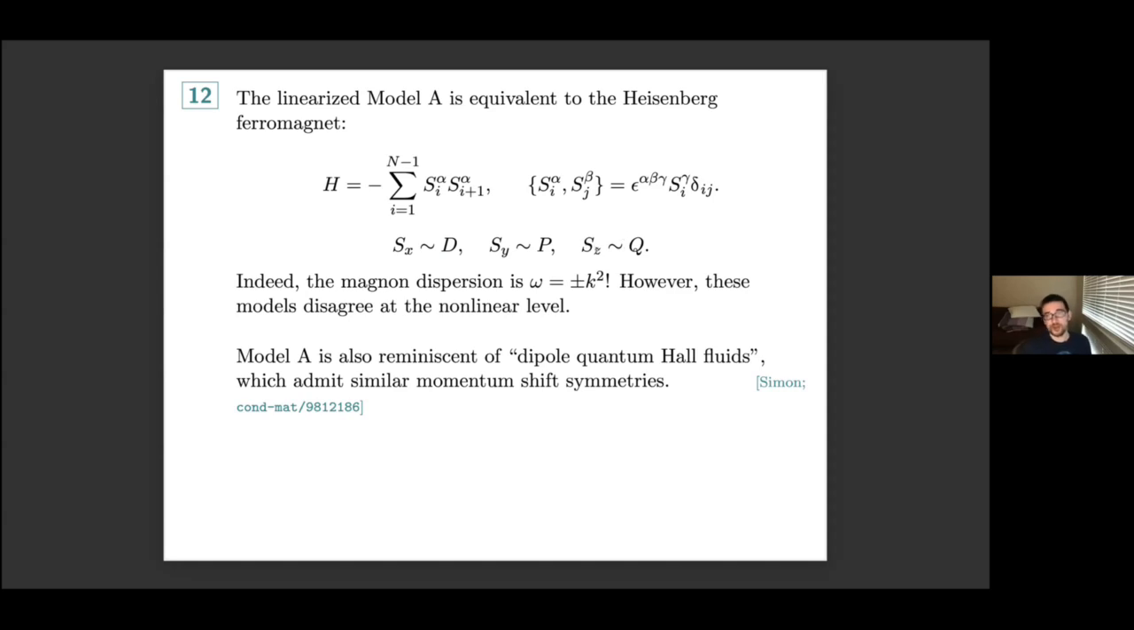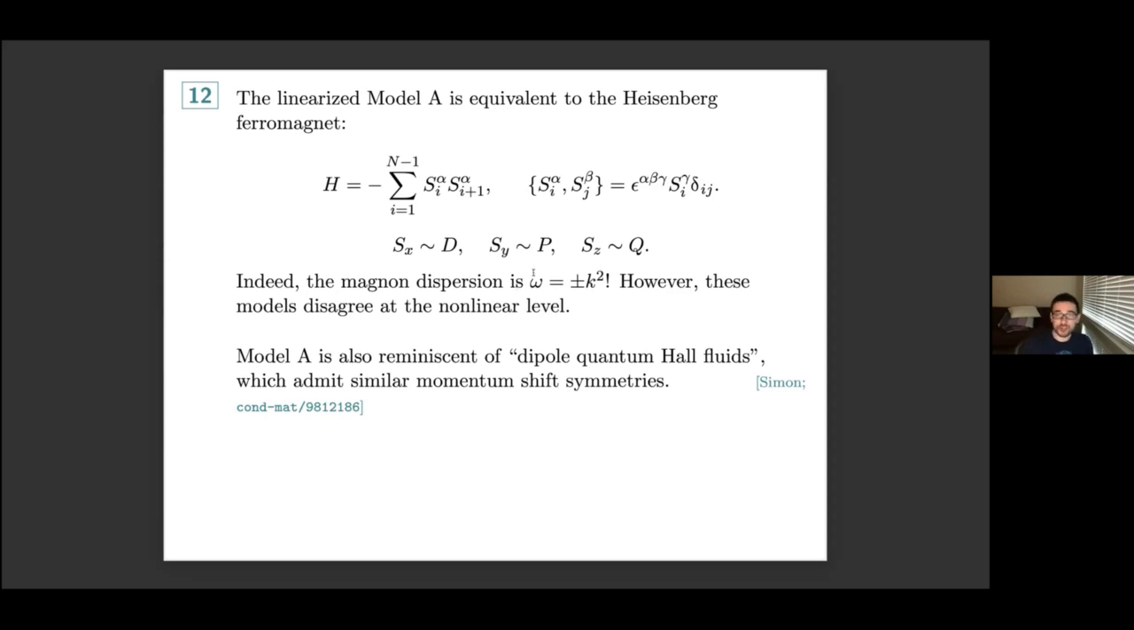Now, at the nonlinear level, these models have a different structure. So I would say the only thing thus far that we can understand is that a very sophisticated way of understanding the k-squared magnon dispersion relation is that it's a consequence of this accidental momentum and dipole conservation. So that's a particularly pretentious way of understanding that well-known result.